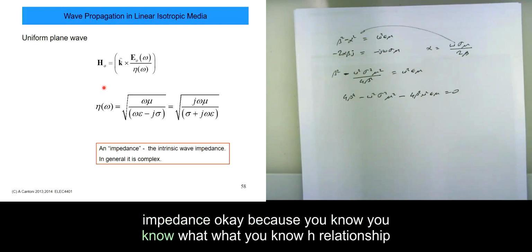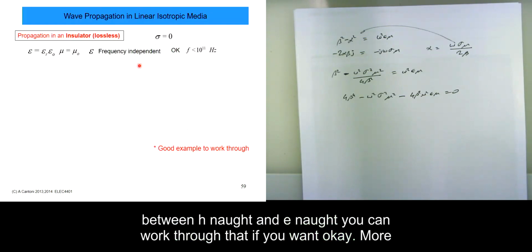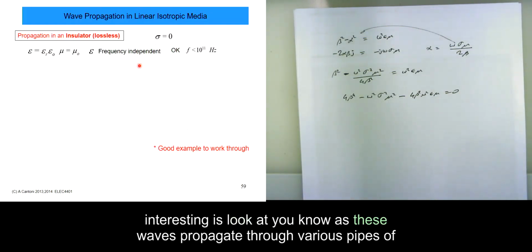A uniform plane wave is talking about the impedance, because you know the relationship between H naught and E naught. You can work through that if you want. More interesting is to look at how these waves propagate through various types of linear isotropic media.